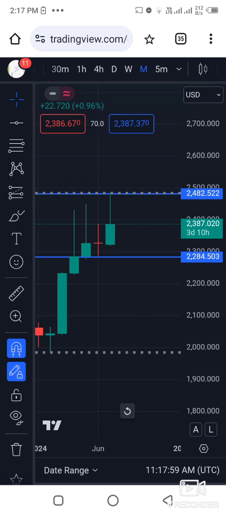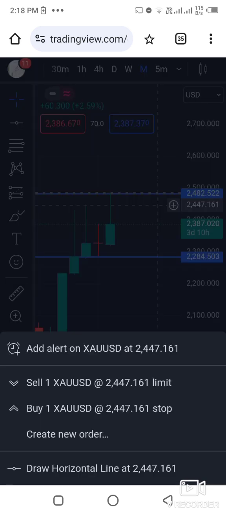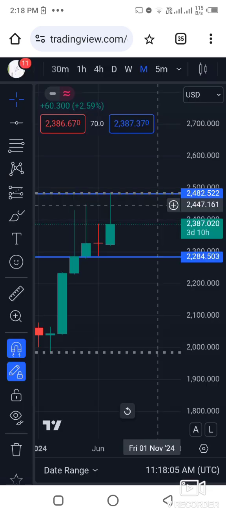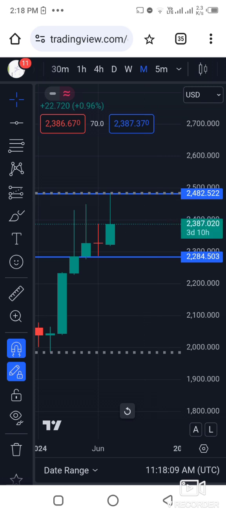So I'll begin with my analysis. I'll go to the monthly. I'll mark the highest point, that's my supply zone, and the lowest of the previous candle. That will be my supply and also my demand. We can see the market sharply rejected this zone. After that, I'll go to the weekly.